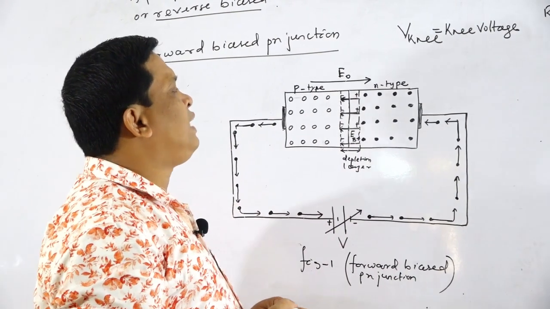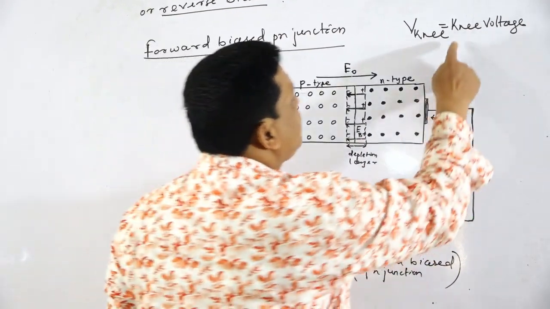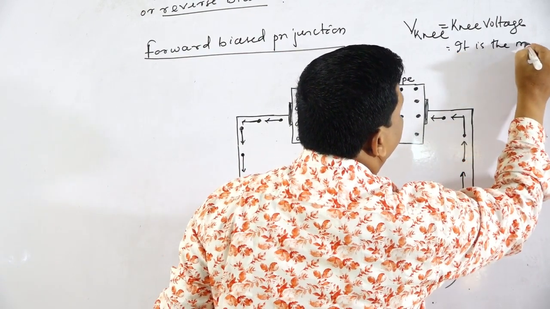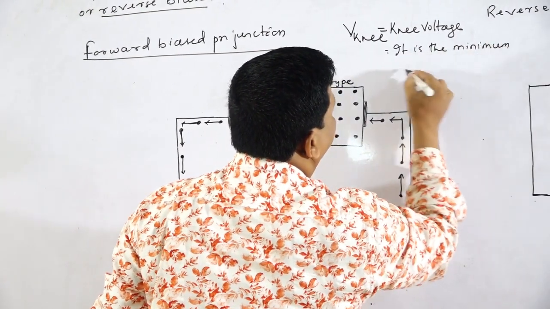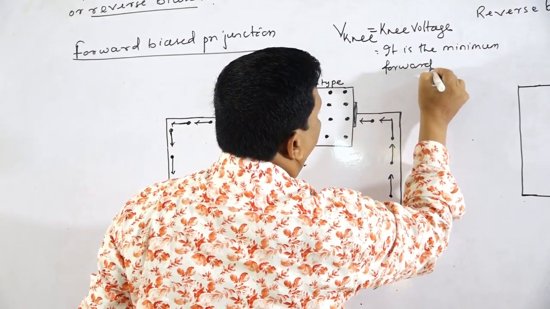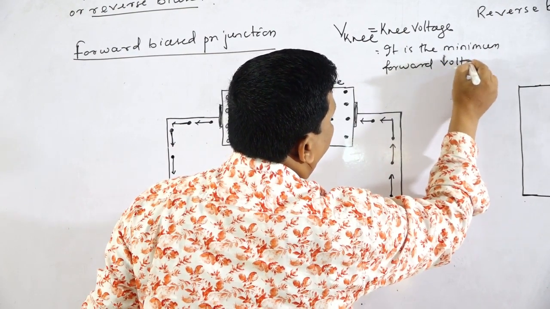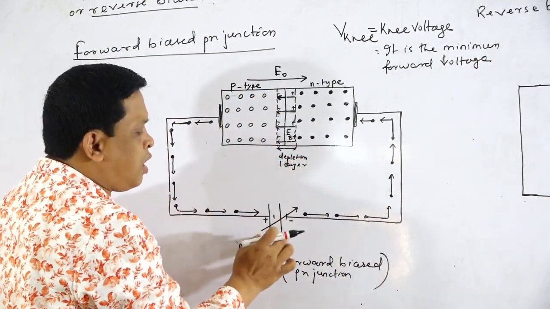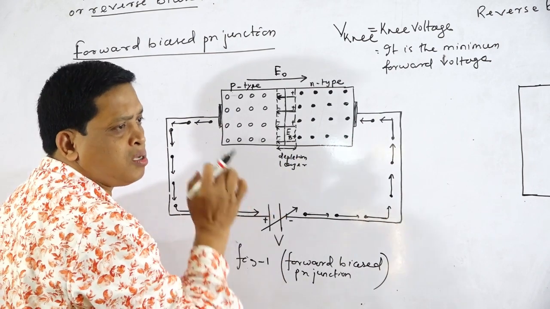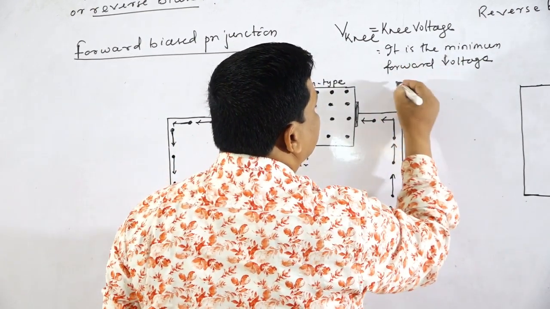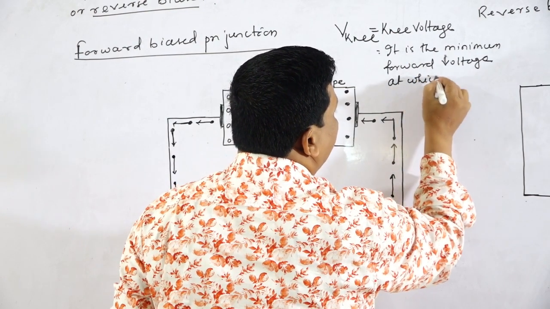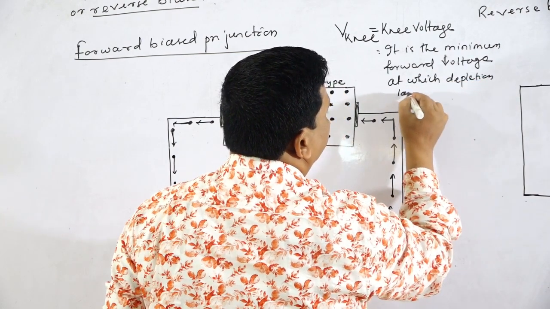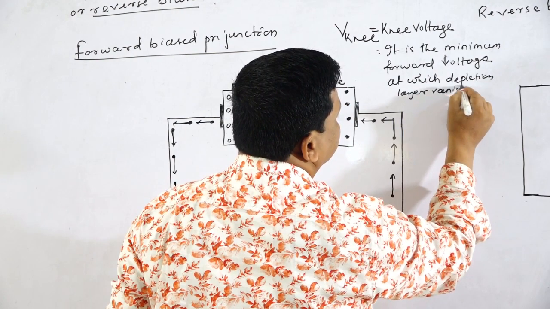So what is knee voltage? It is the minimum forward voltage. Forward voltage. What is the meaning of forward voltage? Means the voltage applied to the PN junction under forward biasing condition. So it is the minimum forward voltage at which depletion layer vanishes.